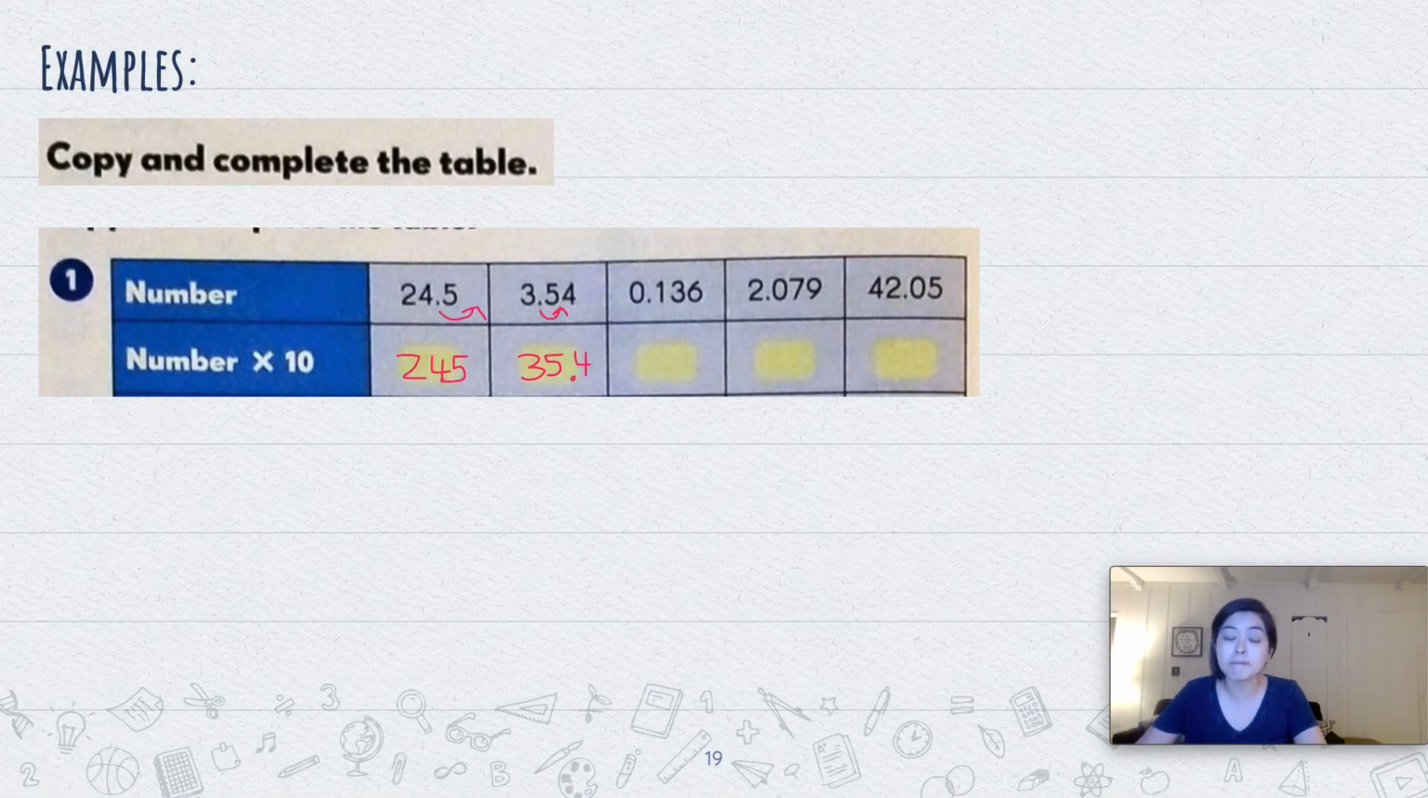All right, let's look at 0.136. If I multiply by 10, I'm moving the decimal point right here between the 1 and the 3. So it's 1.36. What about here? 2.079. I'm moving the decimal point right over here in between the 0 and the 7. So that's 20.79. And what about here? 42.05 times 10. I'm moving the decimal point just one spot over to the right, and it'll be between the 0 and 5. So it'll be 420.5.